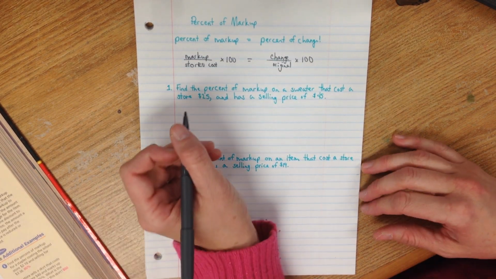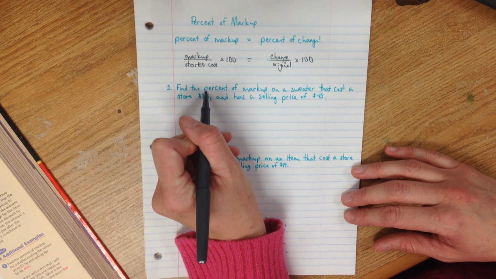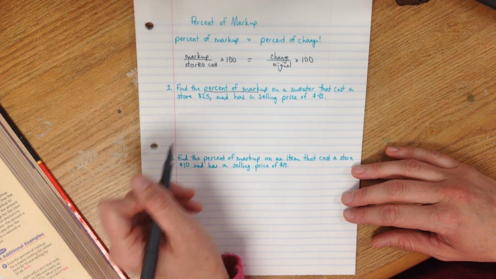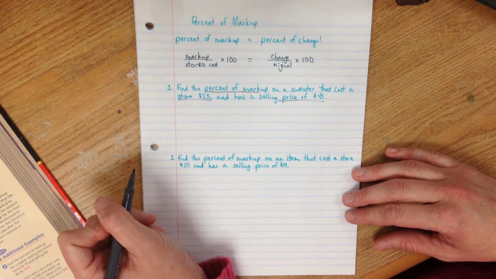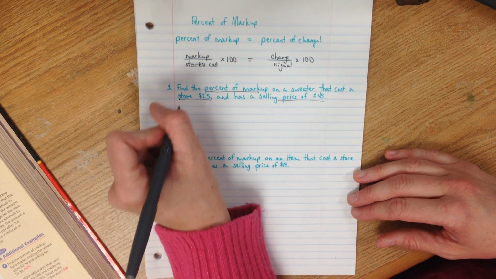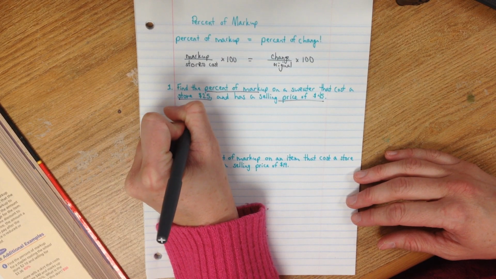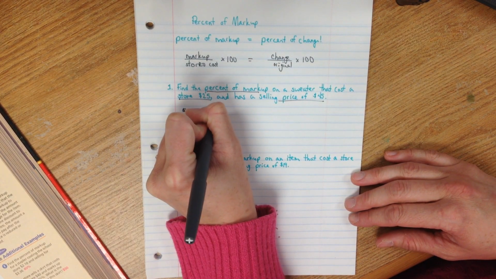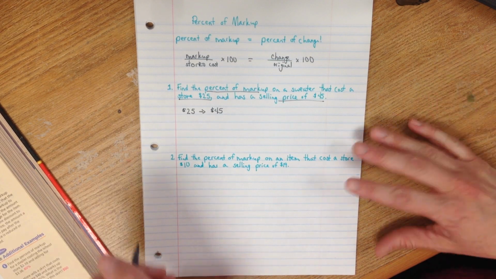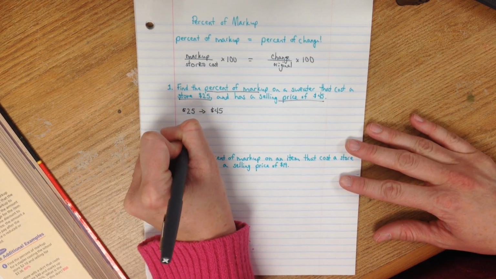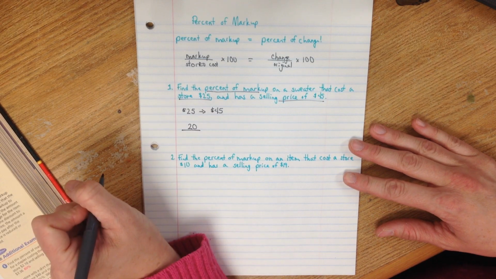Okay, if we have this story problem, find the percent of markup of a sweater that cost a store $25 and has a selling price of $45. So we could think of it as the cost started at $25, the store raised it to $45. Okay, so how much did it change? It changed by $20. So that's the markup.